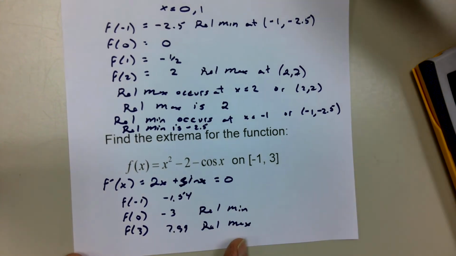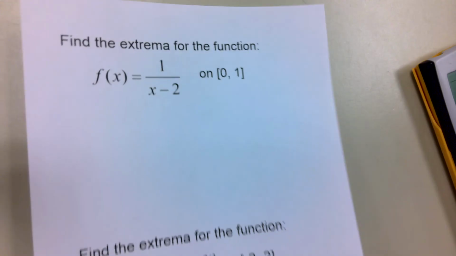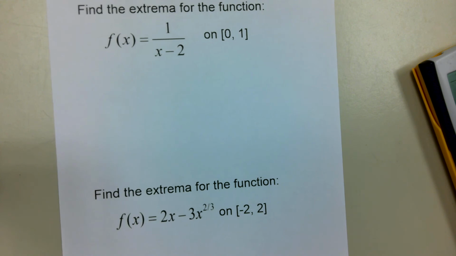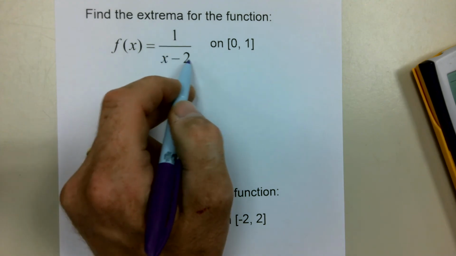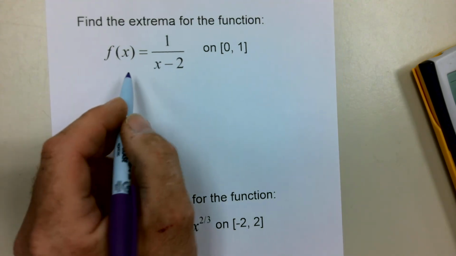There's going to be our extrema for that function. We can do this with several more examples. I'm going to do 2 more here, and then we'll look at a couple of AP questions here. I'm going to throw that one out. So derivative 1 over x minus 2.